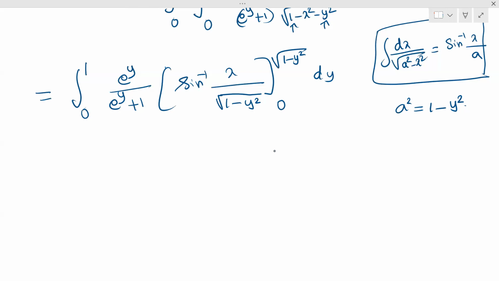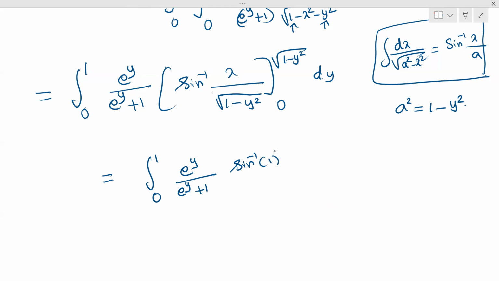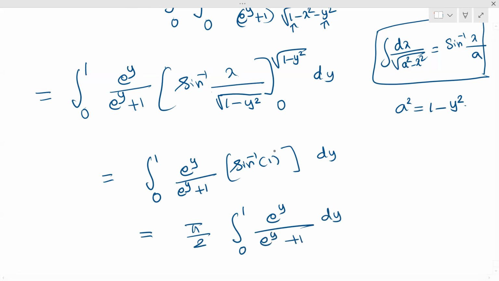Now, when we apply the upper limit, what you will get? Sine inverse of 1, which is nothing but pi by 2, minus the lower limit, sine inverse of 0, that is 0. Sine inverse of 1 is pi by 2. So take outside, integral from 0 to 1 of e power y upon e power y plus 1 dy.